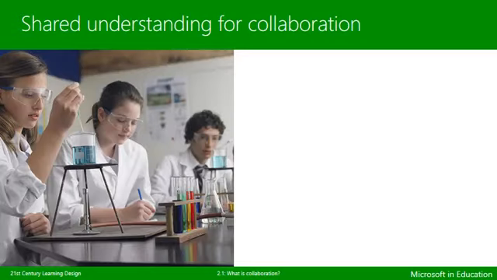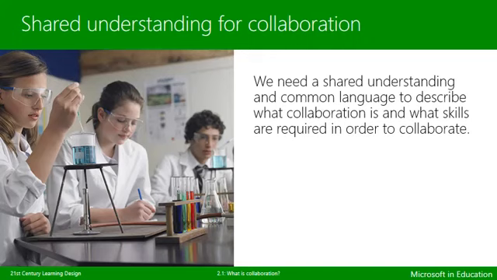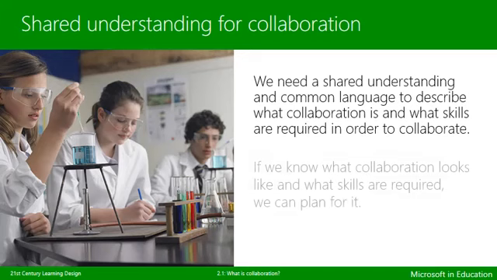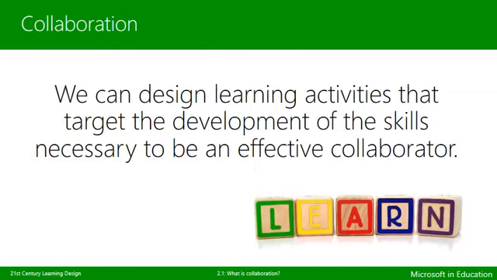Undoubtedly, everyone has identified a range of skills that are required for collaboration. But what we need to do as part of this module is to develop a shared understanding and a common language to describe what collaboration is and what skills are required in order to collaborate. If we know what collaboration looks like and what skills are required, we can then plan for it. By understanding collaboration and what we mean by it, we can then design learning activities that target the development of the skills necessary to be an effective collaborator.